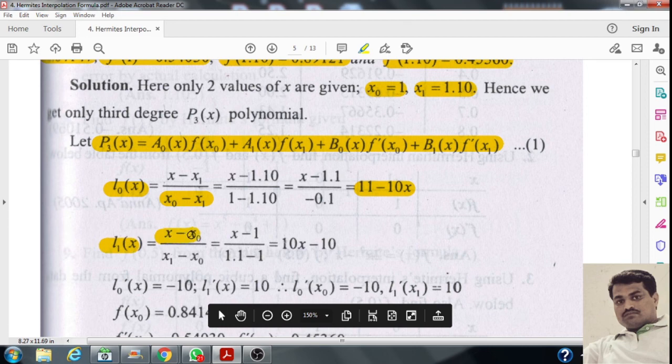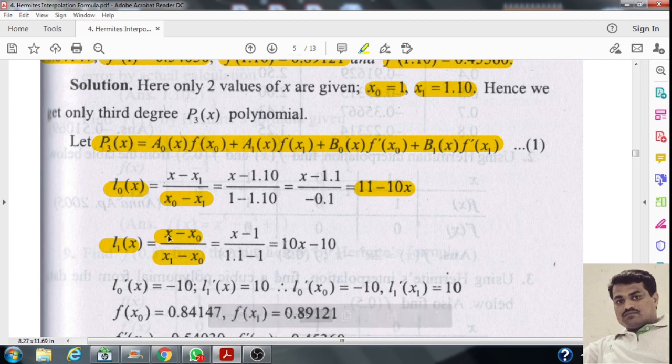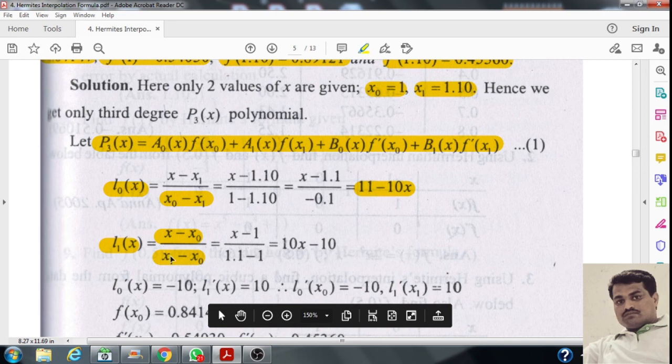Similarly, to find L1 of x: L1 of x means x minus x naught divided by x1 minus x naught. L1 of x means subtract all the values of x from the variable x except x1. Except x1 means the remaining is x naught, hence we write x minus x naught divided by the same denominator, only changing x naught to x1, and we get 10x minus 10.